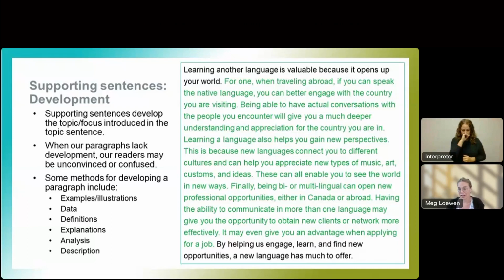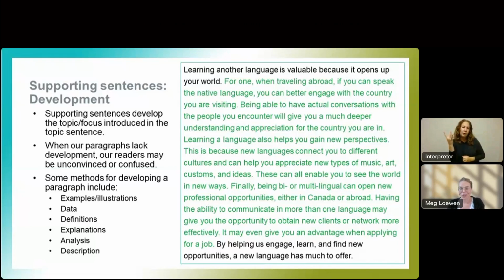You could also provide data. So that's statistics or facts that you've read in research. Sometimes you'll read about studies that have findings that help support your argument. You can use data as well to develop your ideas. Definitions. Perhaps you're using unfamiliar language or language specific to an industry. Providing your reader with definitions is a great way to also develop ideas in a paragraph.